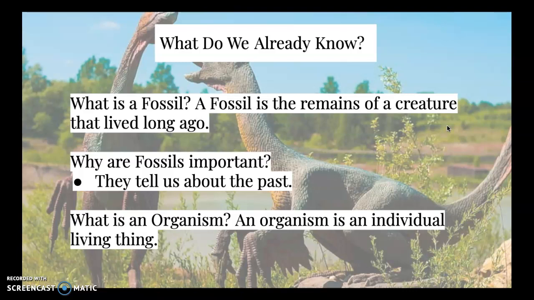Why are fossils important? Well, they tell us a lot about the past. Most of what we know about what life was like on Earth before humans were here is because of fossils. And we're also going to be talking about organisms. What is an organism? An organism is an individual living thing. A rose bush is an organism because it's a living thing. A tree, an ant or an insect, your dog or cat or your bunny, you yourself are an organism because you're an individual living thing.